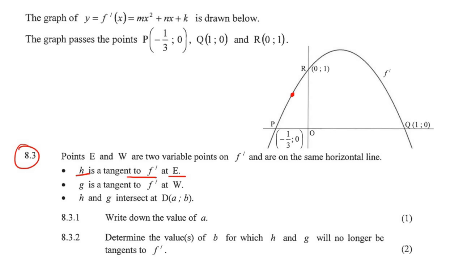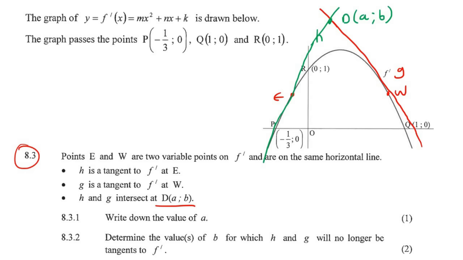So then H is a tangent. Graph H would be a tangent, so it would look something like that. So that would be H. And then G is a tangent at W. So like that. H and G intersect at point D, okay? Point D, which has coordinates of A and B. And it says, first question, write down the value of A.